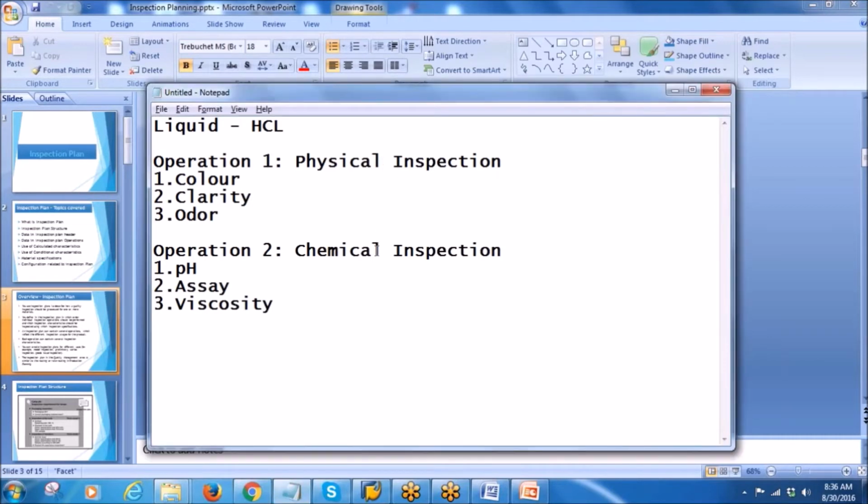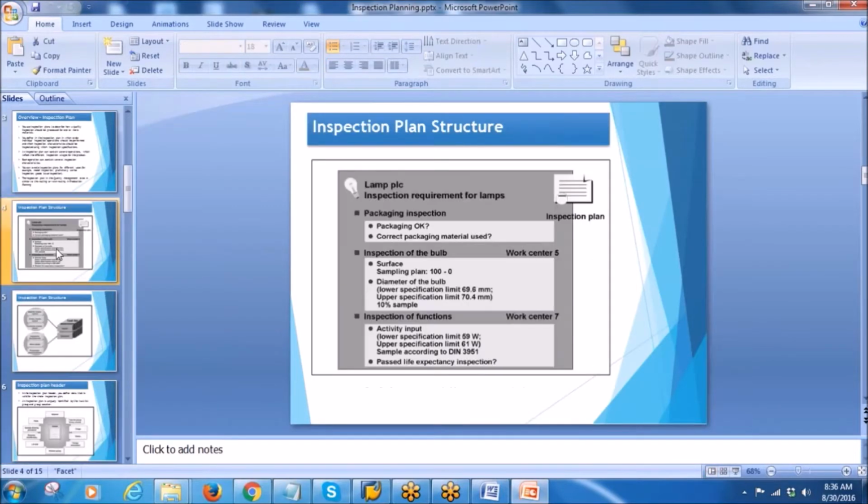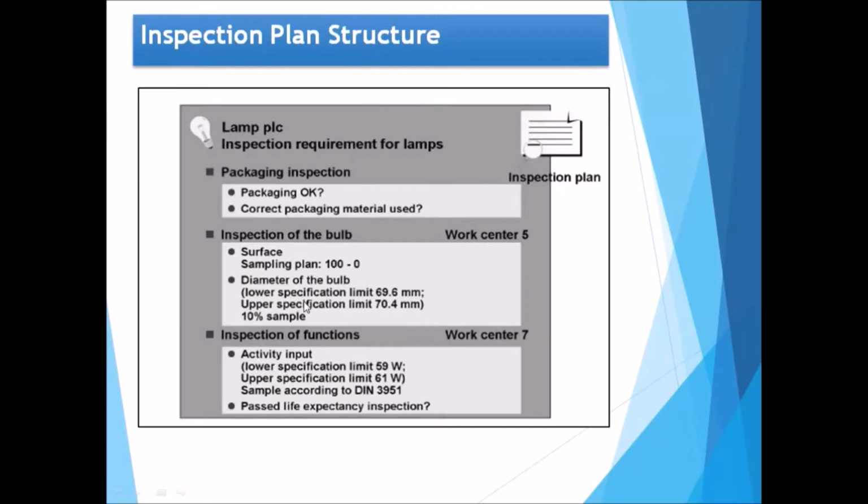So that is what you maintain in the inspection plan. So this is the inspection plan, and the typical inspection plan structure looks like this. In the packaging inspection, you will be checking these parameters: whether the packaging is okay or not, and whether the correct packaging material is used or not. These are the two quality parameters you check. Now in the inspection of the bulb, you check the surface, you check the diameter, and other inspection functions, other limits, other activity inputs. So these are operations, and under these operations you have these parameters, nothing but your MICs. So this is how the inspection plan structure looks.